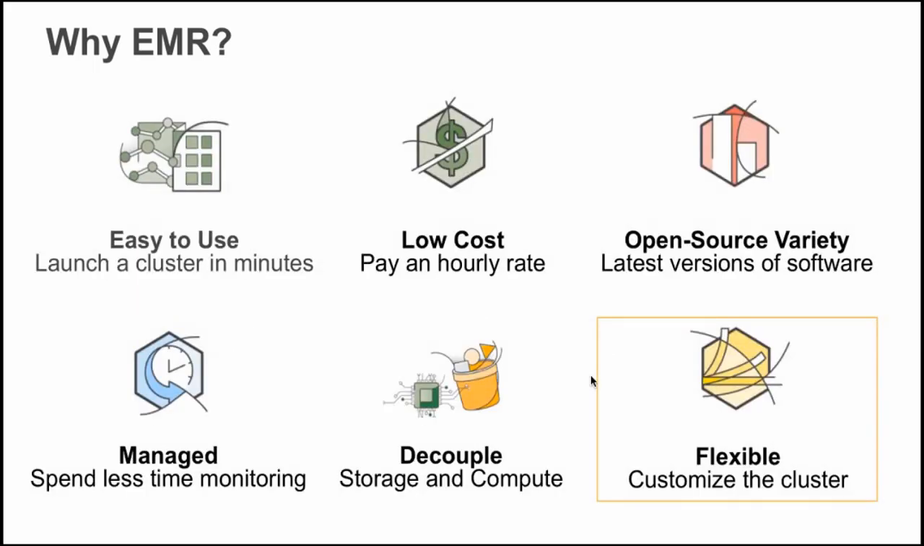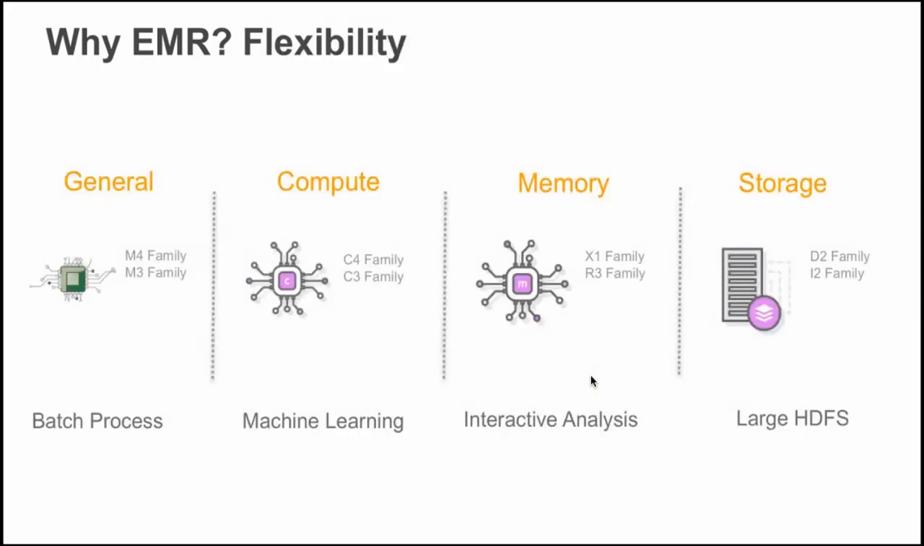Lastly, EMR is flexible, right? It allows you to heavily customize the cluster. So what does that mean? You can use different underlying compute capacity depending on what your workload requirements are. So if you're doing batch processing, maybe you want to focus on the general EC2 compute tier of the M3 and the M4 families. If you're heavy into compute, you need to do some machine learning, perhaps the C3s, the C4s, the compute-focused tier of instance types is best for you. If you're doing interactive analysis or a lot of memory-intensive workloads, maybe Spark streaming, etc., and you need high amounts of memory, we have the X1 family, the R3 family.